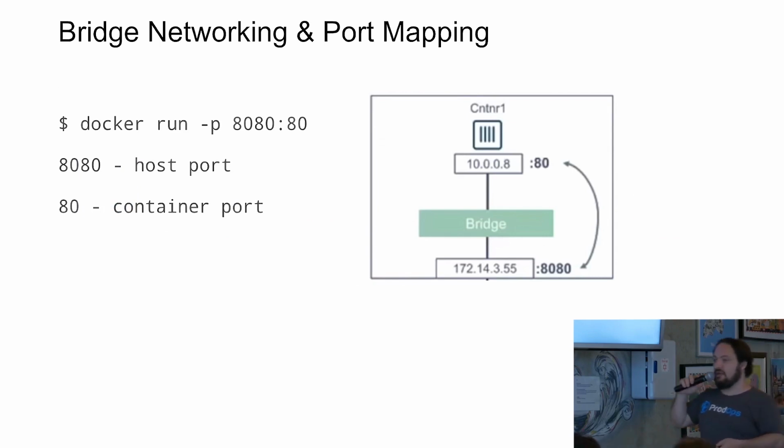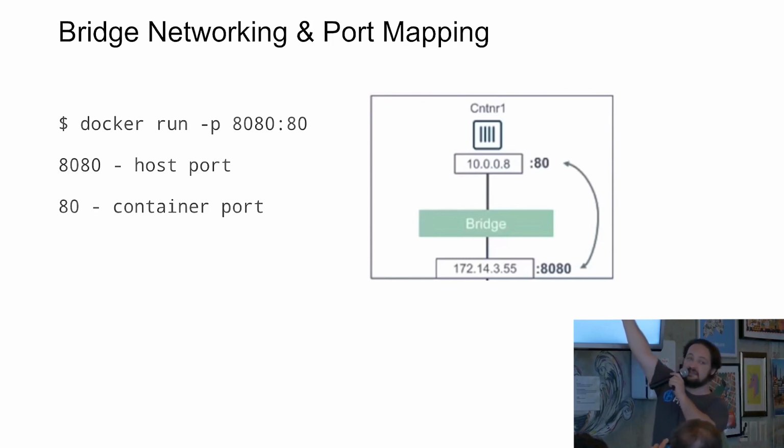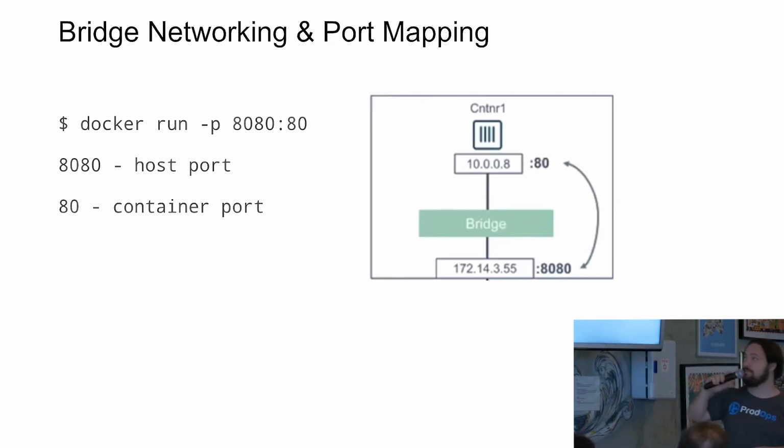Okay, so as you probably know, you can map a port. So what happens when you map a port? You say, my container has some service listening on port 80, and I want that to be available on the host IP address on some other port or the same port. The command is docker run, and then you specify the host port and the container port.